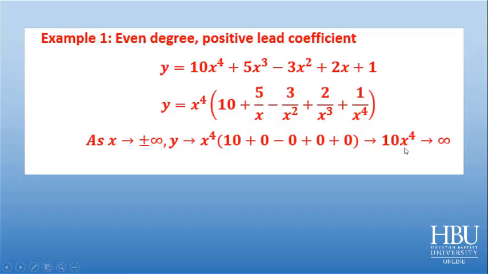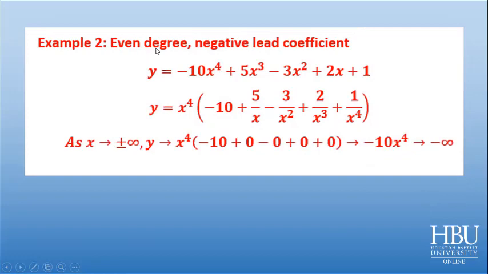Now, if x is approaching positive infinity or negative infinity, x to an even power is going to be approaching positive infinity, times 10 is still going to be approaching positive infinity. So we see in this case that both the left and right tail have a y value that is approaching infinity. Both tails are going up.